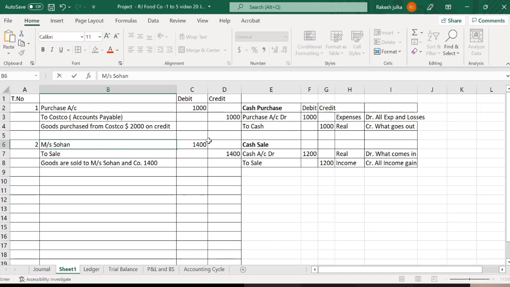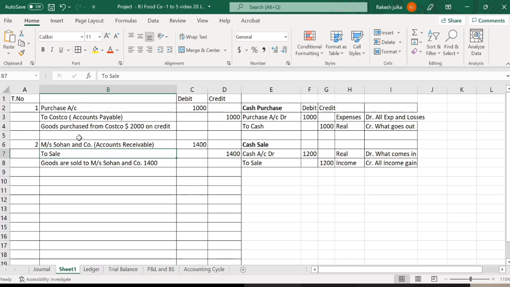So here I have sold goods to Messrs. Sohan and company. So I will be writing here Messrs. Sohan and company. In bracket, I'm just going to write, for my understanding, accounts receivable. So this is the general entry that we have done.